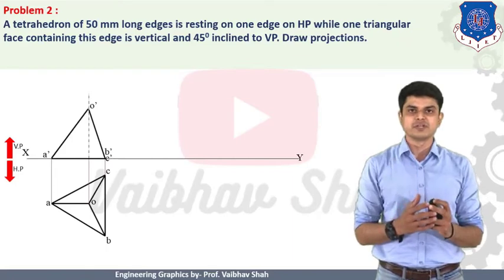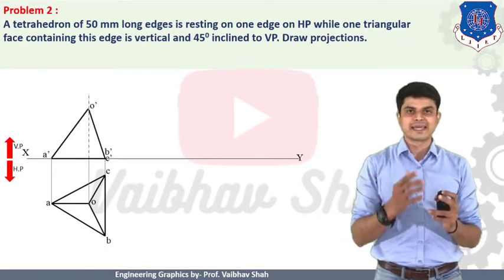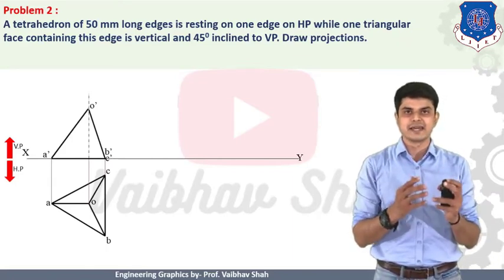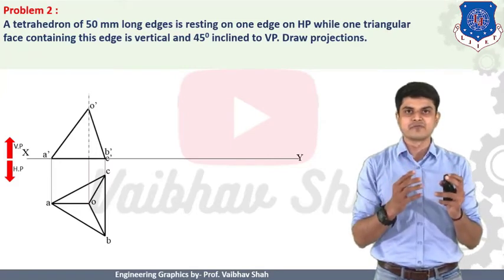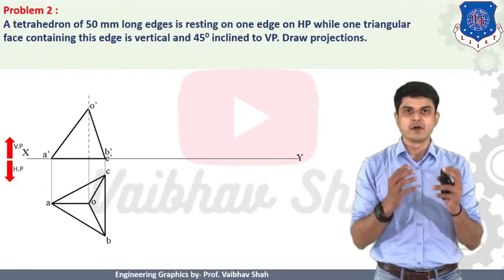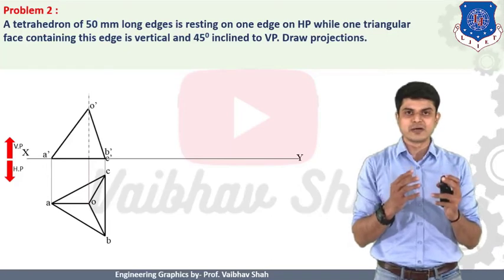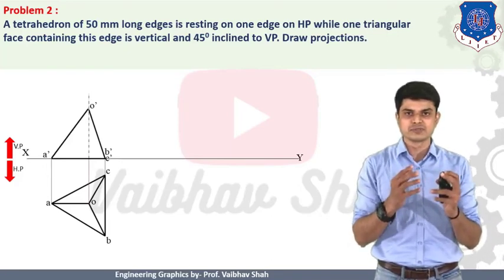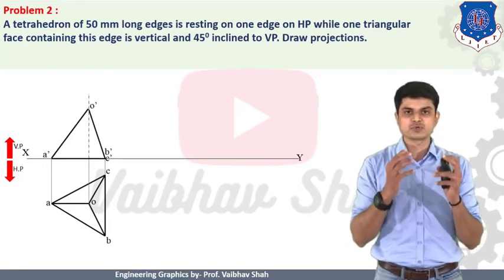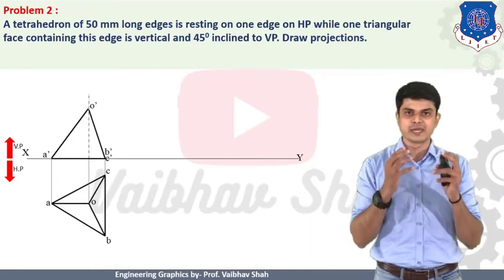Now thereafter what should we do? We should move into the second stage. In the second stage, we say that one of the triangular faces containing the edge is vertical. So now let us find out the triangular face. As we know, one of the triangular faces means it should contain 3 points and it should be looking like a triangle.